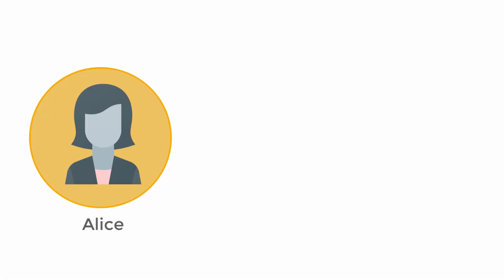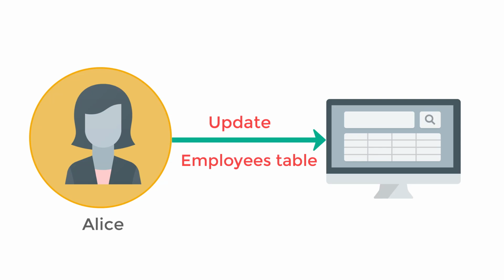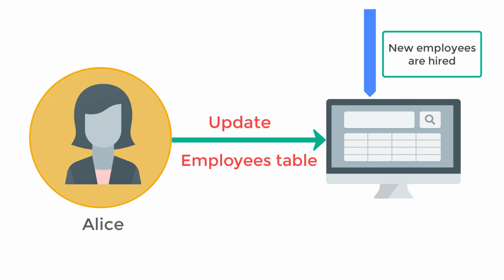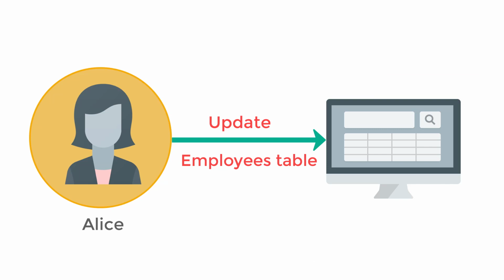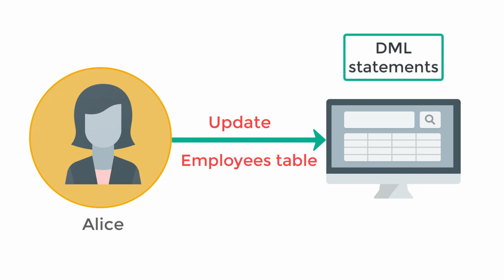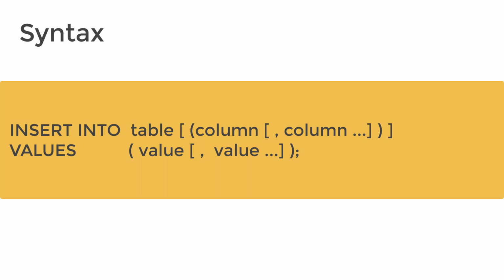Consider a scenario where Alice, the HR manager, wants to update the outdated employee list in her organization because she has hired new employees recently and a few employees have left the organization. Alice logs into the HR application and inserts or deletes employee records. These transactions in the HR application are performed by using data manipulation language statements in the background. Let's learn about DML statements and how to use them.